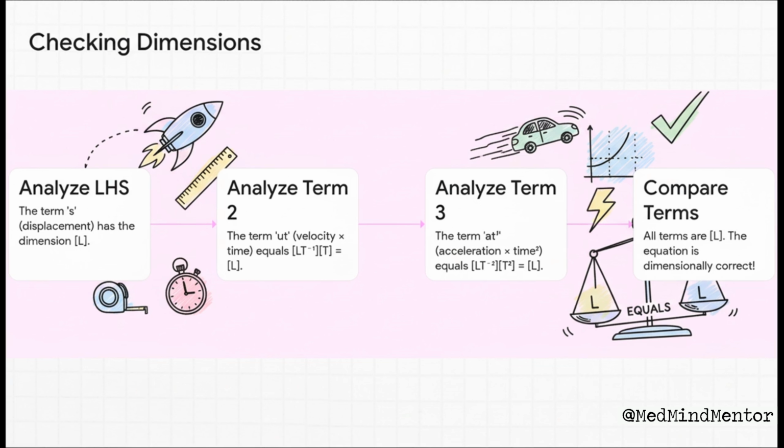Now, for the right side, the first term is UT. Okay, U is velocity, which is LT to the minus 1, and we multiply that by T, which is time, T. The T to the minus 1 and the T cancel each other out, leaving us with just L. Awesome, so far so good.